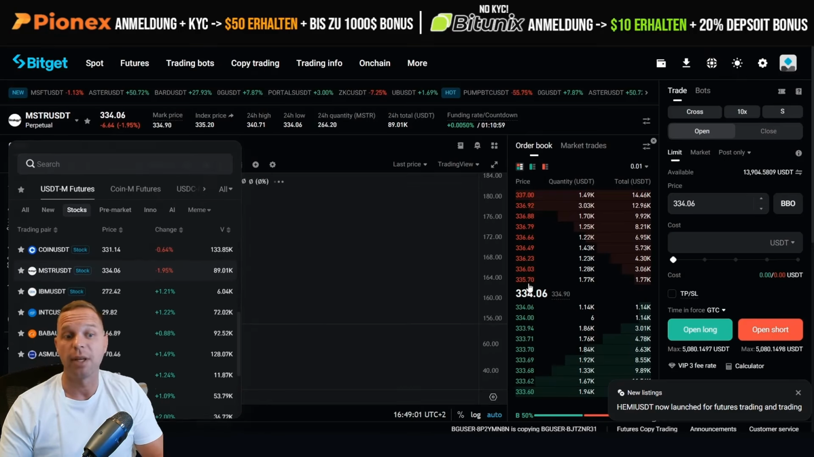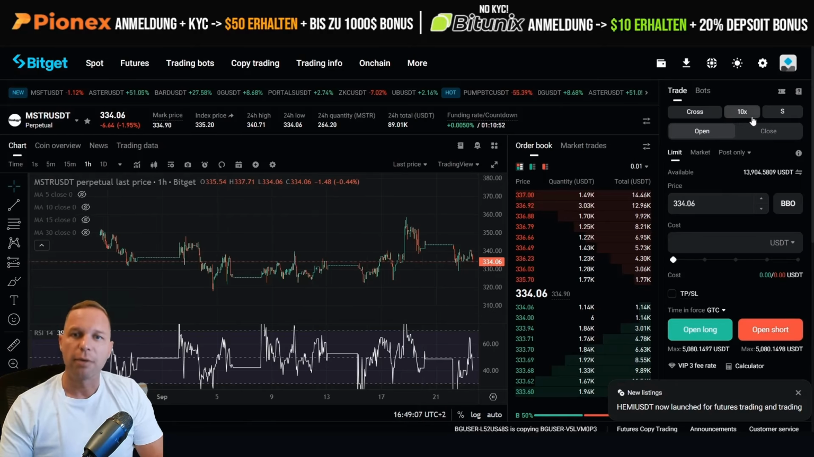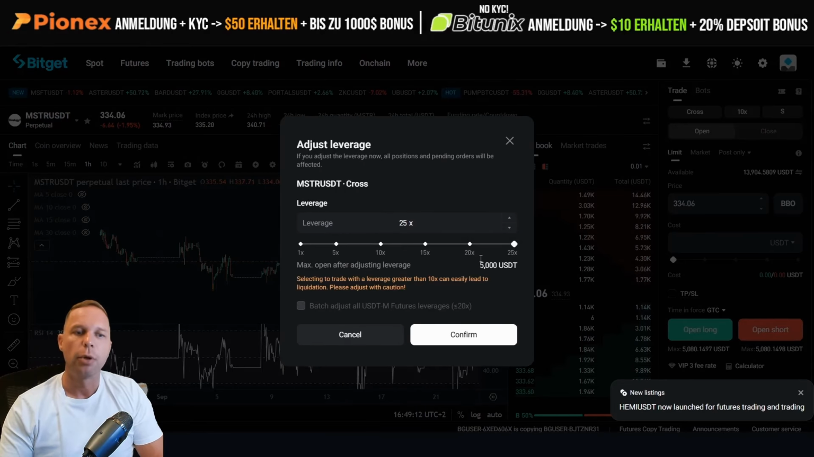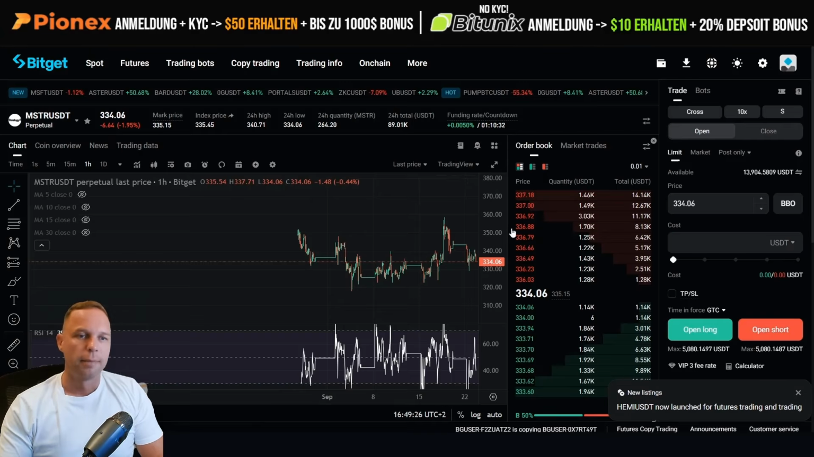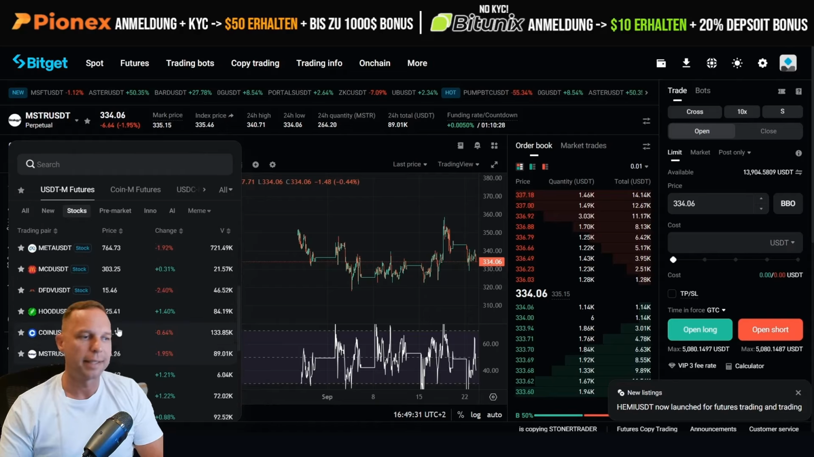Let's move on to something else, for example MicroStrategy, very, very well known. As we know, they are accumulating huge amounts of Bitcoin here. How much leverage can you use with MicroStrategy? In this case, with 10 times leverage, also with $50,000. And if you increase the leverage, again, the maximum is only up to $5,000. And depending on the asset or stock, you have different maximum position sizes that are allowed here.